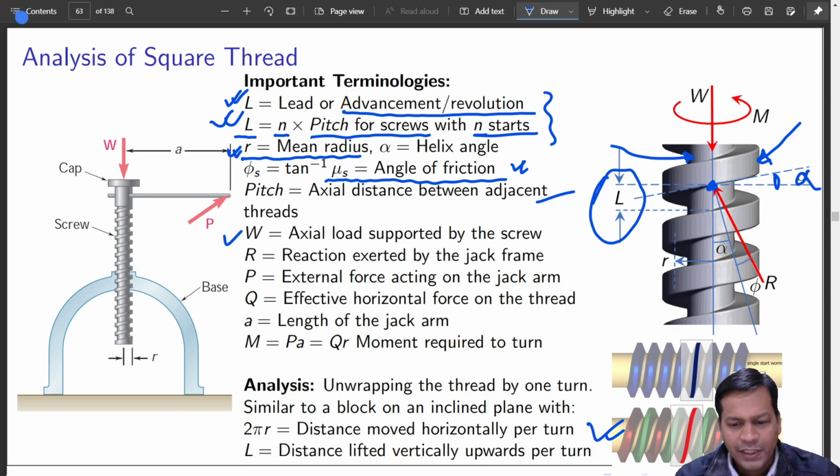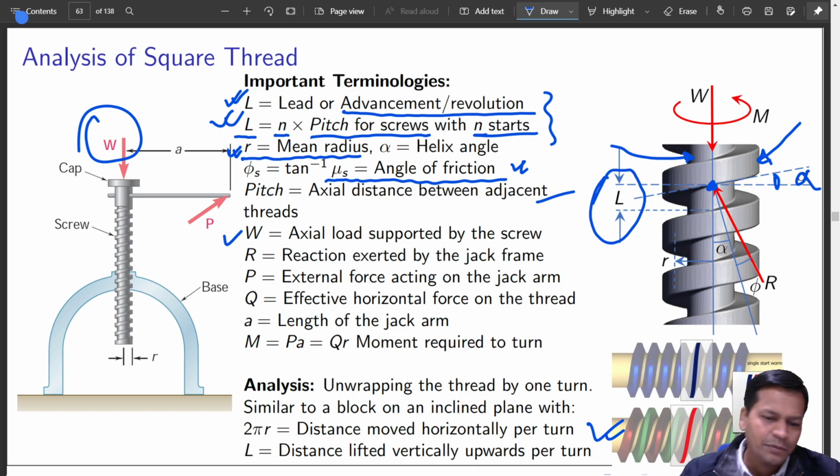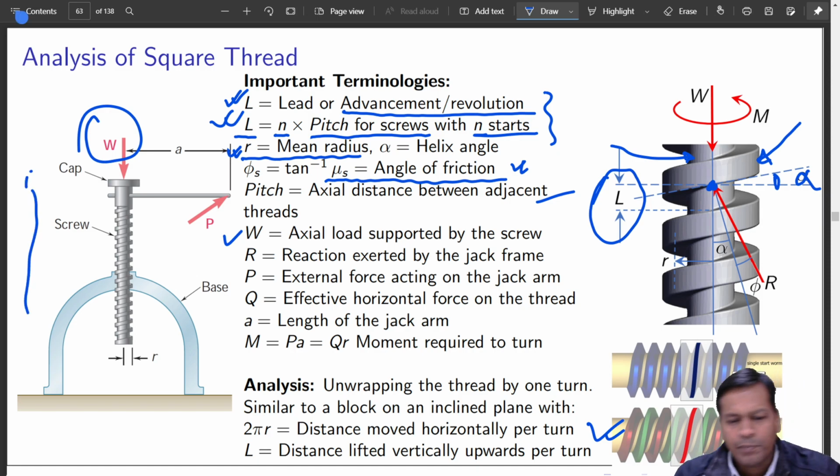W is the axial load that is supported by the screw. This is the load that is coming from the top. Got it? So this is the load that comes from the top, and that is what it is carrying over this. So this is one construction. There are many arrangements, but it goes directly on top of this thread.